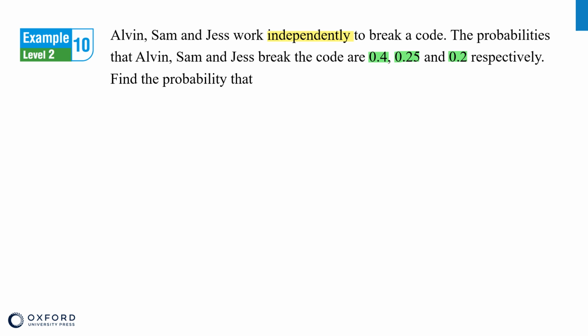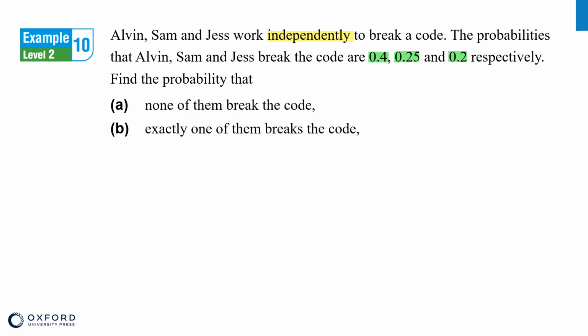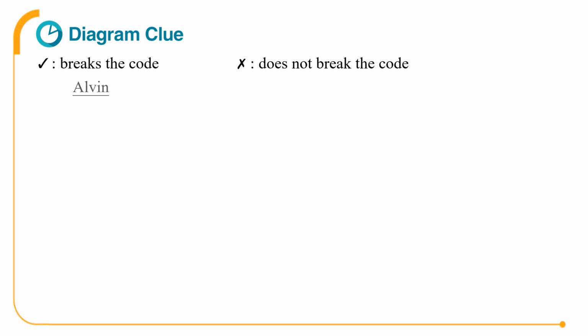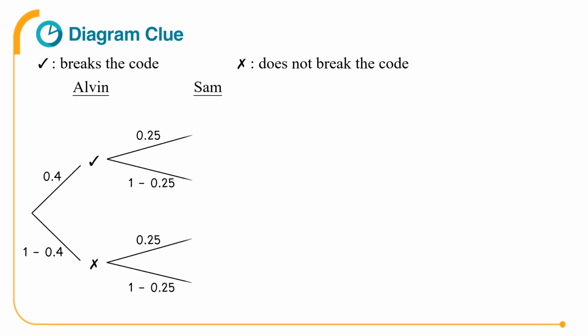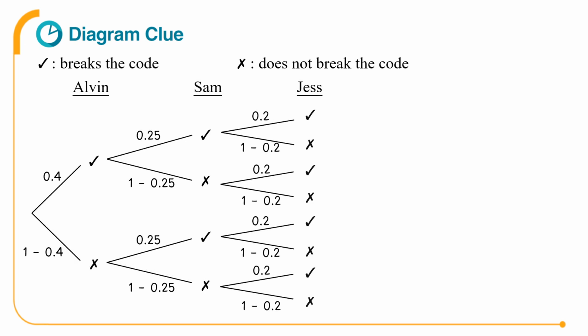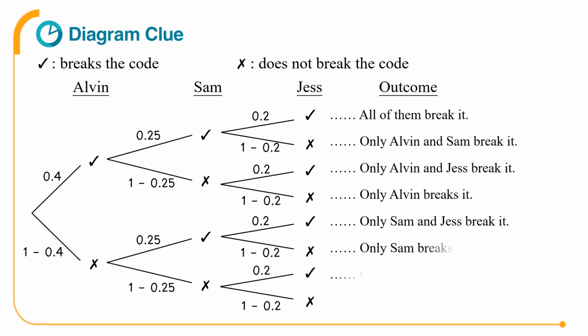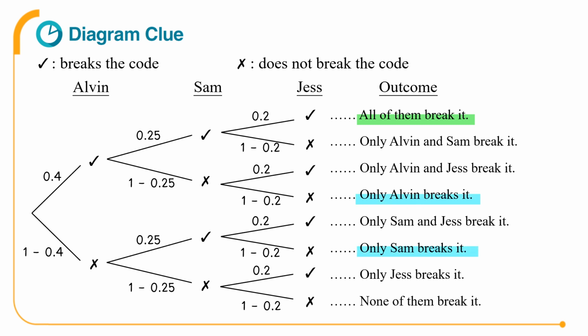We have to find the probabilities that none of them break the code, exactly one of them breaks the code, and at least one of them breaks the code. Before we look into each case, let's use a tree diagram to list out all possible outcomes first. These outcomes include all of them breaking the code, one of them breaking the code, 2 of them breaking the code, and none of them breaking the code.